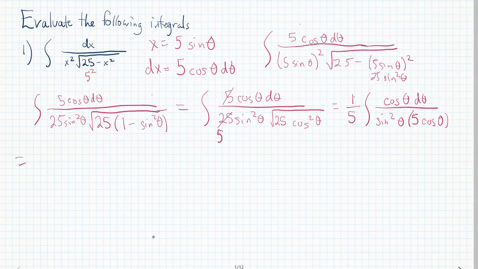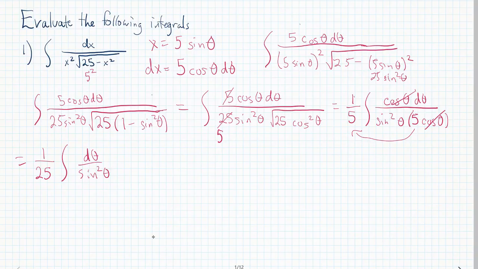So what does this become? Well, you can pull the other 5 out in front. Take this 5, move it out in front. So 1/5 times 1/5 is 1 over 25 times the integral. We're left with cosine thetas that will cancel, and so we're left with 1 over sine squared theta d theta.